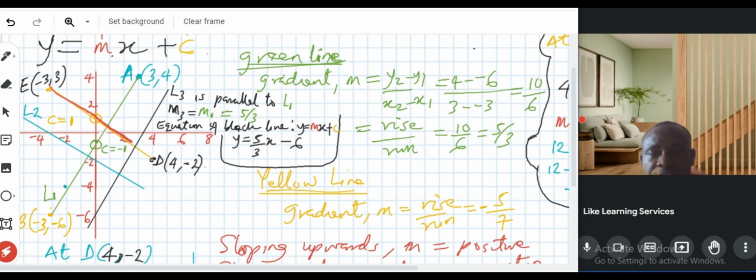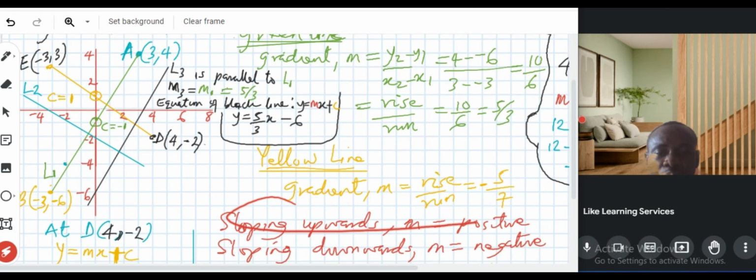Also for the yellow line, to summarize again, gradient is rise over run. Start from any point and rise 1, 2, 3, 4, 5. Rise is 5, run is 1, 2, 3, 4, 5, 6, 7. So it's 5 over 7, and since it is sloping downwards, it is minus. So gradient is 5 rise, 7 run, and it's sloping downwards, so the gradient is negative.